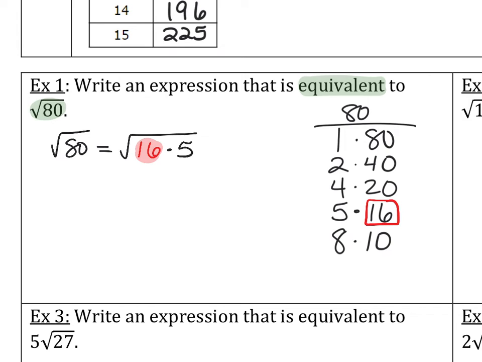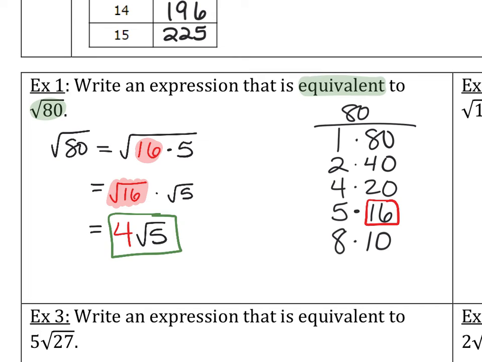Then I just break this apart. This is going to be square root of 16 times square root of 5. But what is the square root of 16? 4. So this is just going to be 4 square root of 5. And we think that this is equivalent to square root of 80.